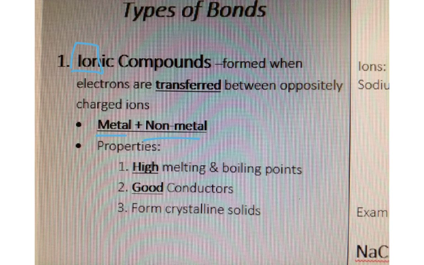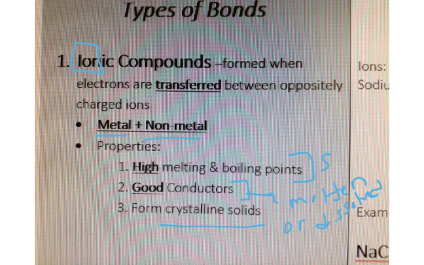The properties of them are that they have very high melting and boiling points, so typically they will be solids at room temperature. They are good conductors of electricity when they are molten. Molten means when they are melted, so in the liquid state, or dissolved. And they form crystalline solids, meaning they form crystals.